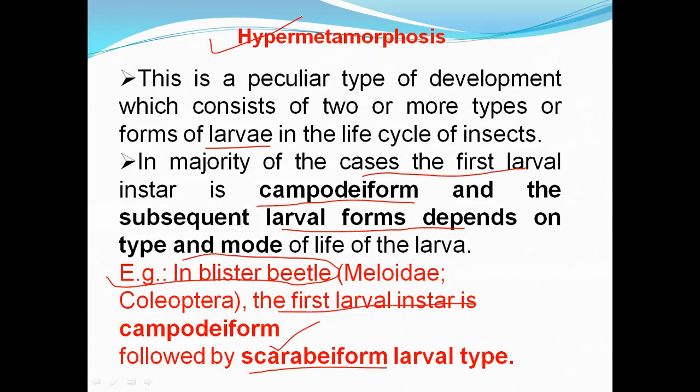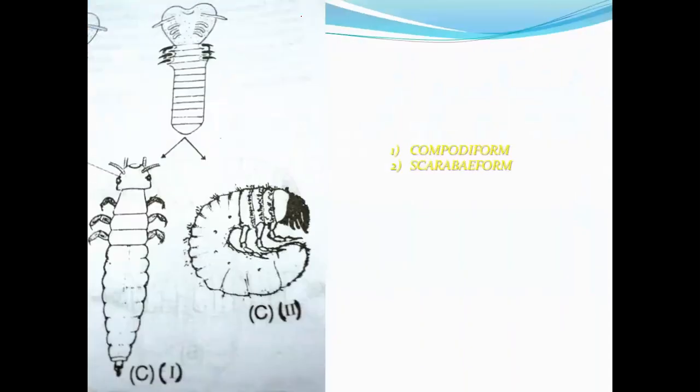That's why it is called a peculiar type of development. Here I am showing you how the larva forms flattened, and then it becomes a C shape, that is scarabaeiform. So when this type of change occurs in the blister beetle, it is known as hypermetamorphosis.